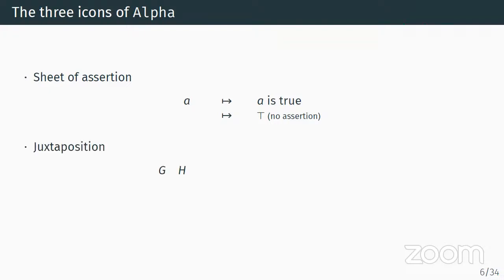Then I can put things next to each other, juxtapose them, and it's just interpreted as conjunction. Both G and H are true, which is very natural. And then I have this so-called cut, which is basically enclosing some area in some closed curve. And here, like in the previous talk, I'm picturing it by shading the contents, like the interior of the curve in negative. And so this is negation. I assert that G is not true.